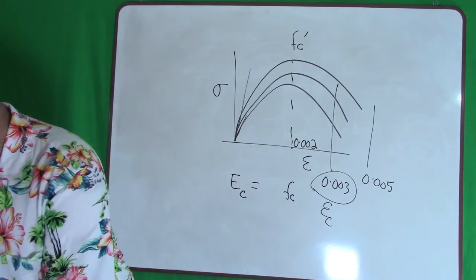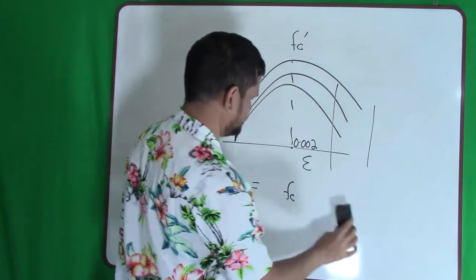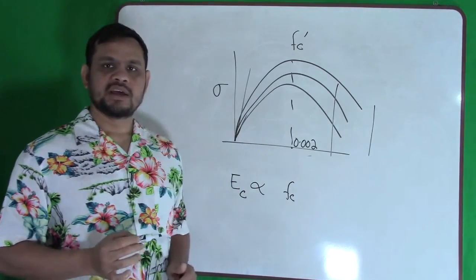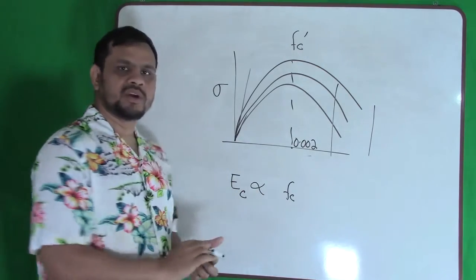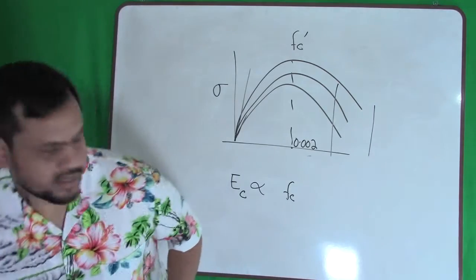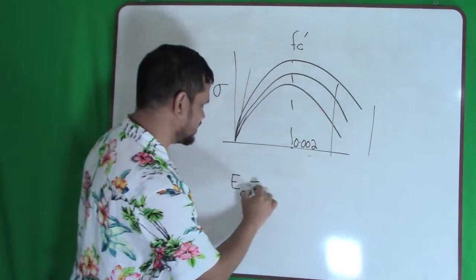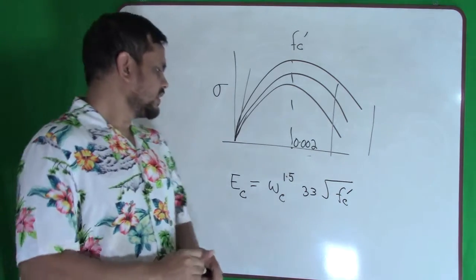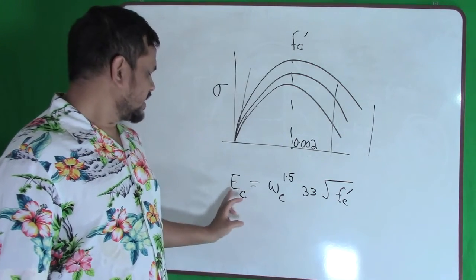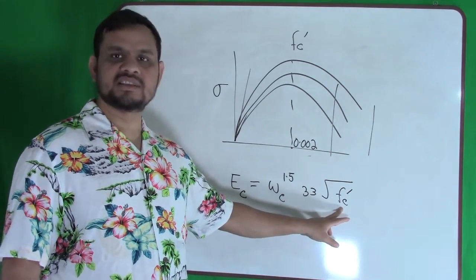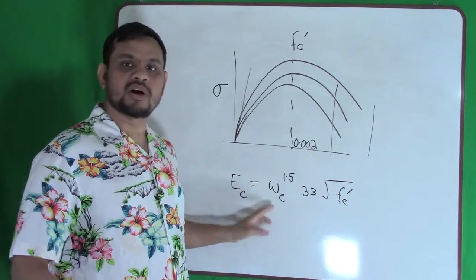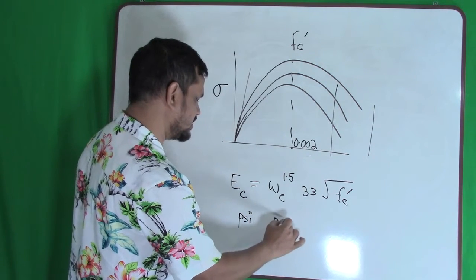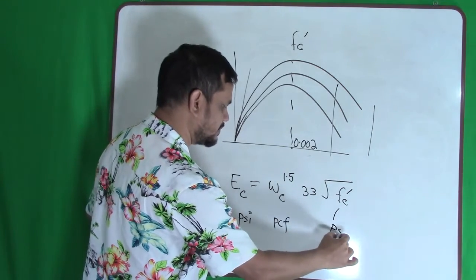If I write it down, yes. So it is proportional to the strength. But the exact relationship between these two has been established by many testing, and if I write the exact value, yes. By many testing, ACI developed this relationship. That means the modulus of elasticity increases with the increase in strength. Now what is this? This is the unit weight of concrete. So this will be in PSI. This will be in PCF, and this will be in PSI also.